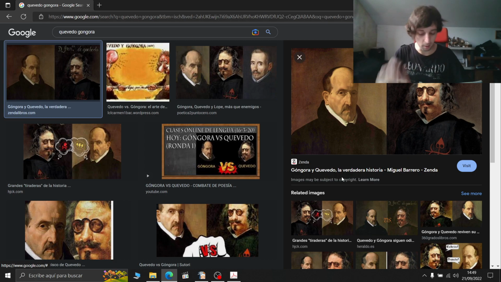Then another poem is Powerful Knight is Lord Money. It's so weird to translate this in English. In Spanish is Poderoso Caballero es Don Dinero. Powerful Knight is Lord Money.